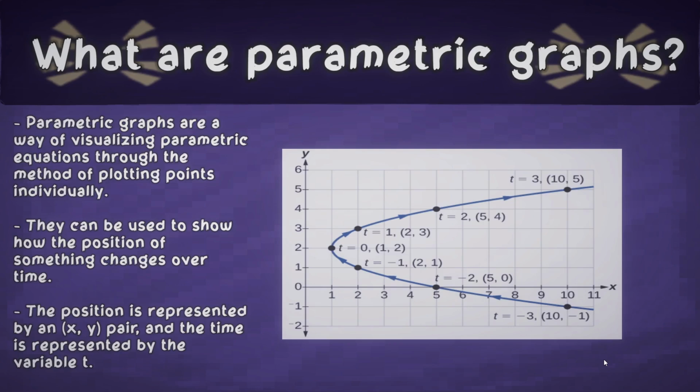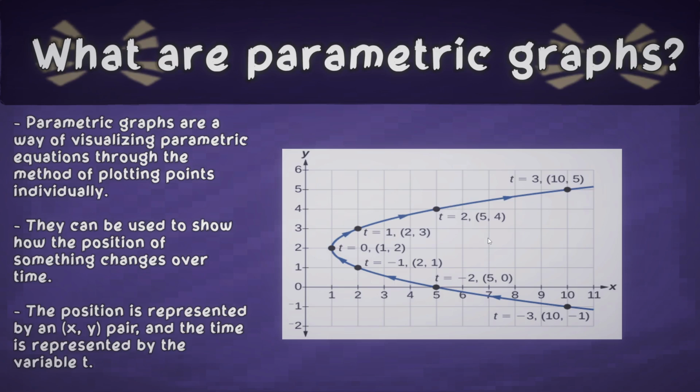So, what are parametric graphs? Parametric graphs are a way of visualizing parametric equations through the method of plotting points individually. They can be used to show how the position of something changes over time, and it's represented by an x-y pair, with the time being represented by the variable t.